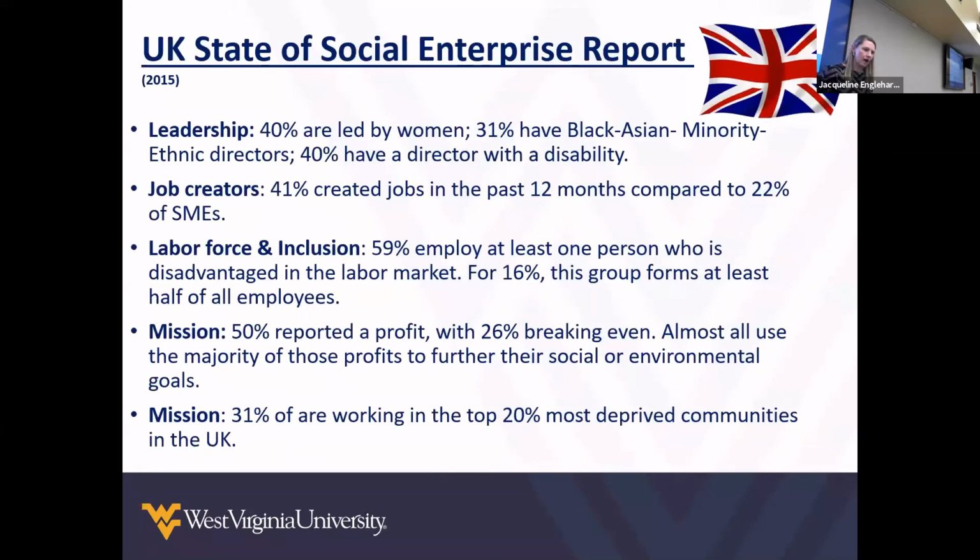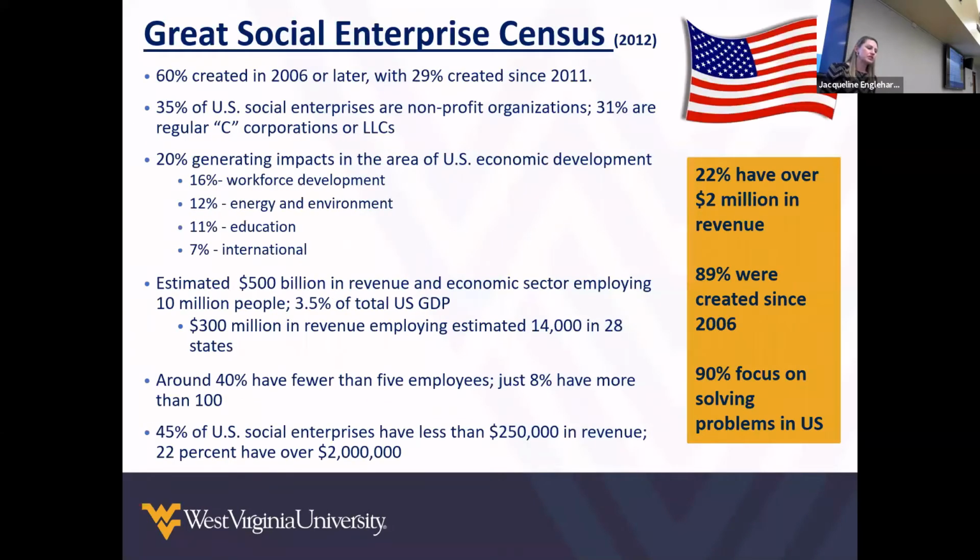So there we go. So in 2012, there was a great social enterprise census. This was the biggest data collection point for social enterprise organizations in the US. And what we learned from that is that this is a sector that is employing 10 million people with more than 500 billion in revenues. Now, some are large, some are small.